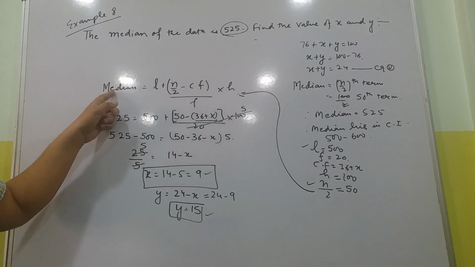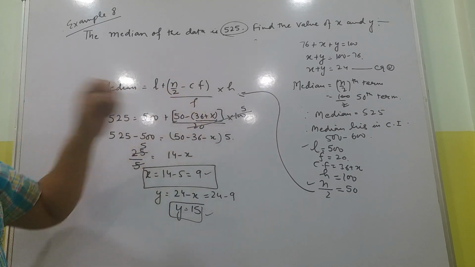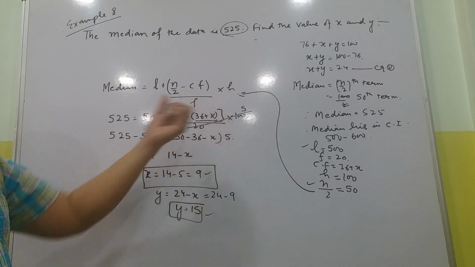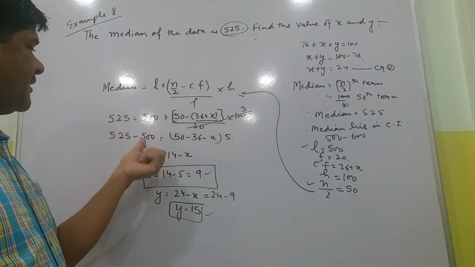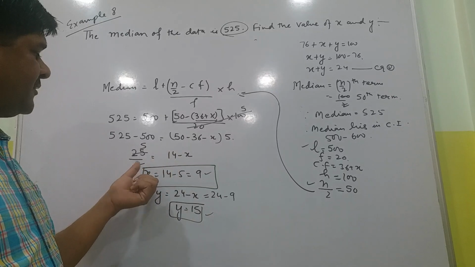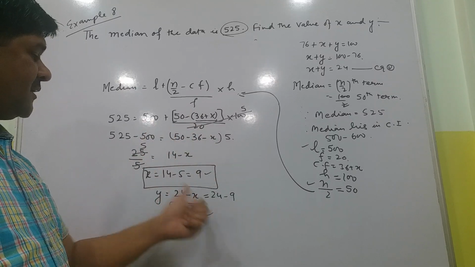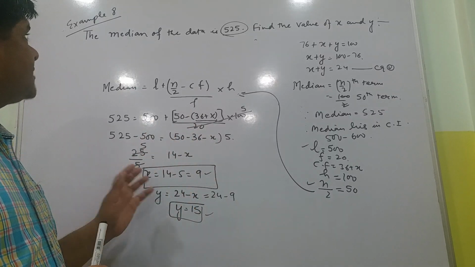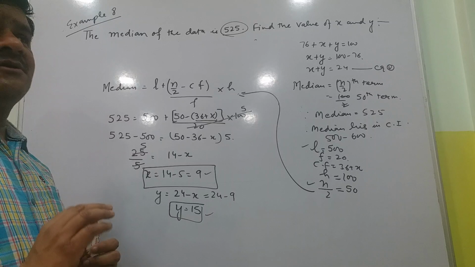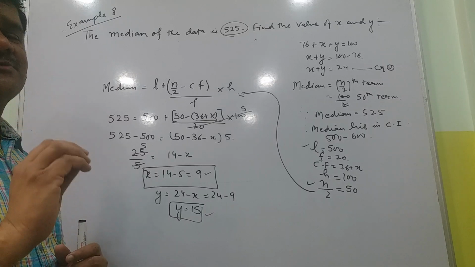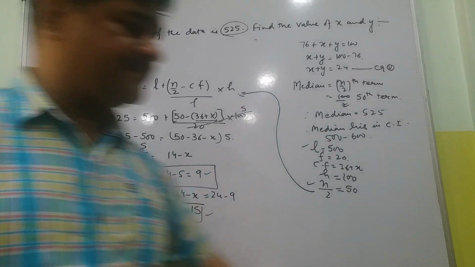So we substitute the values in L plus n by 2 minus CF upon F into H. Median is 525, L is 500, n by 2 is 50, CF is 36 plus x, over F is 20 and H is 100. So after cutting, 5 came, 50 minus 36 minus x. 525 minus 500 is 25. The 5 comes here and divides. So x comes out to be 9. Then y will be 24 minus 9, which comes out to be 15. So this is how you can calculate the value of x and y. This is how, children, we have to solve the second sum of exercise 14.3. That is the homework for you. Thank you. We will continue.